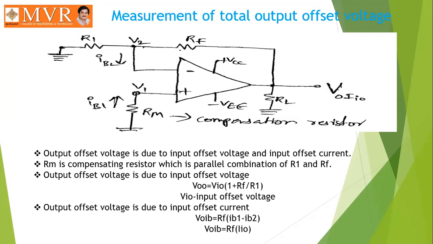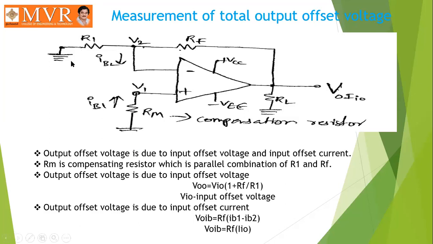Already we have studied input bias current, input offset current, as well as input offset voltage. So this total output offset voltage is due to input offset voltage as well as due to input offset current. And the output offset voltage is also due to bias current. So first we are going to see the output offset voltage due to input offset voltage.